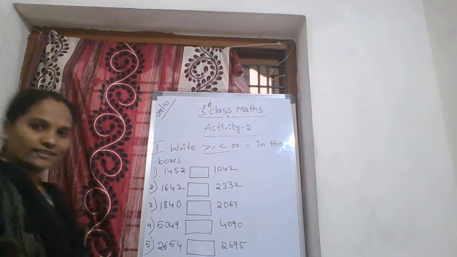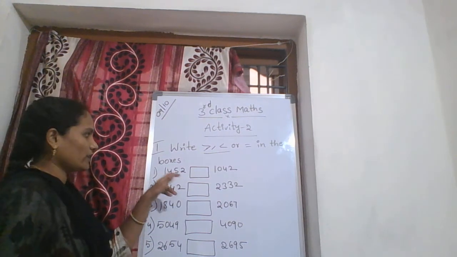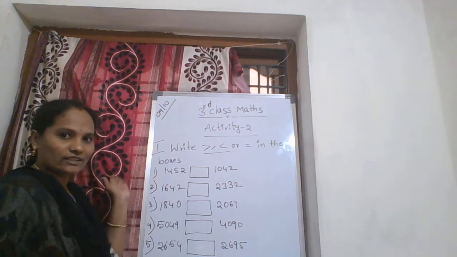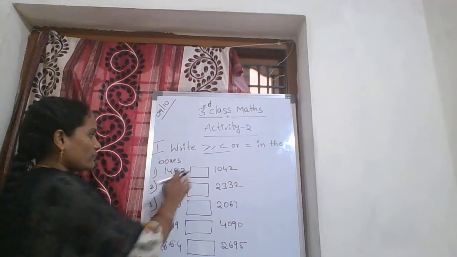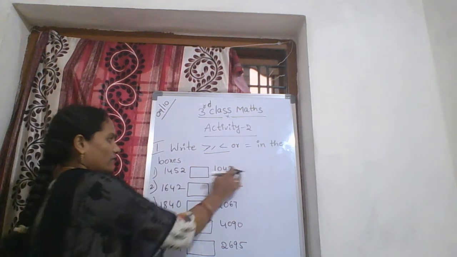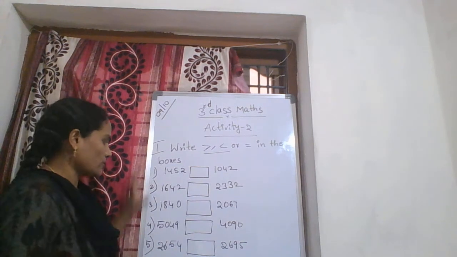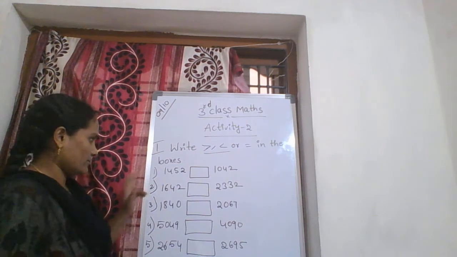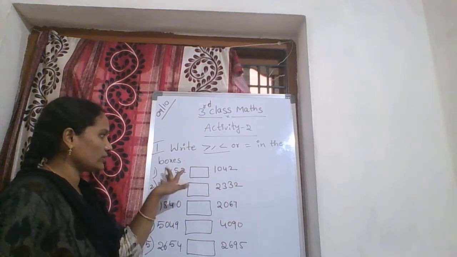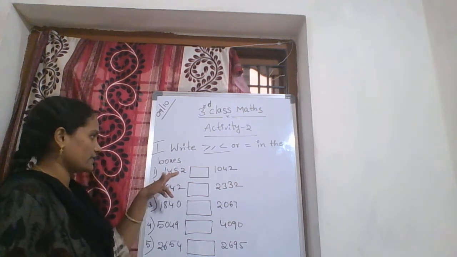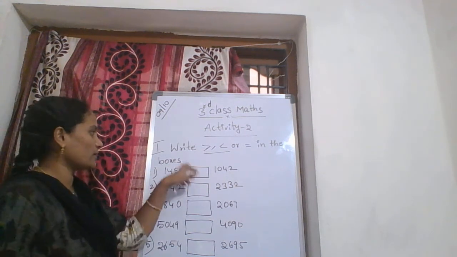Look at the board, children. We are comparing 4-digit numbers now. In your last bit, comparing 3-digit. These are 4-digit. 1s, 10s, 100s and 1000s. These are all 1000s places. So we are comparing the 1000s. Here 1, here 1. Both are equal. Then comparing 100s. 4 and 0. 4 is the big one. So this number is the big number.